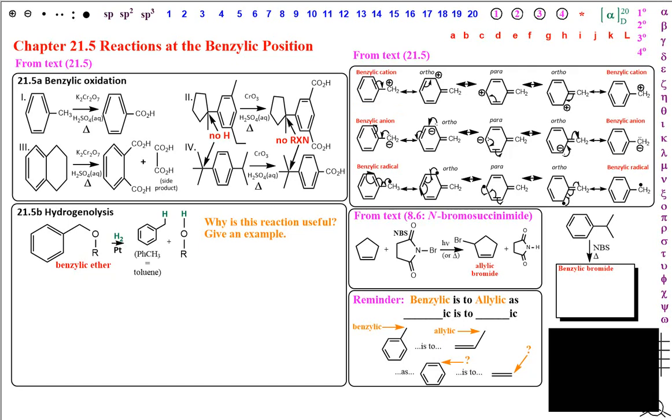A review reaction from chapter 8 was the use of NBS to create an allylic bromide. This takes advantage of the final set of resonance structures here. It's a radical mechanism, so benzylic radicals are easy to form, as are allylic radicals, which we learned about in chapter 8. And the allylic radical will form an allylic bromide. What will happen to our benzylic position here? Under the same conditions, we will generate a benzylic bromide here.